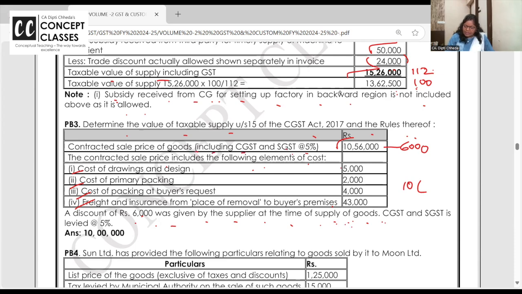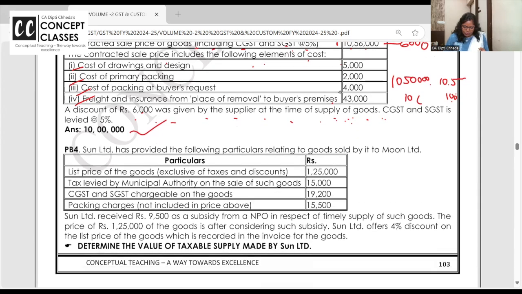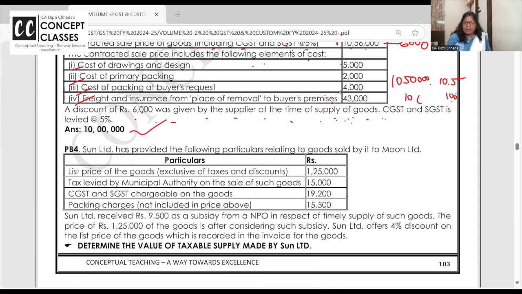Okay. Now is this including GST? Yes, this is 105. So 100 is how much? 1056 में 6,000 we have removed. So 10,50,000 is 105. So 100 is how much? Let us check. 1050 into 100 divide by 105. It's 10 lakhs is the answer. Okay. Easy. Chalo, next one I am doing it in the notebook. Though it's solved, but let us do it.